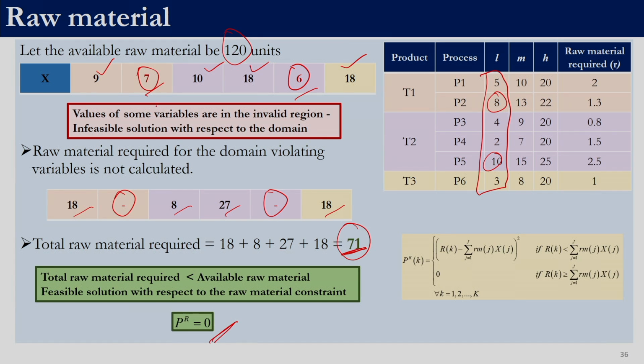So, we are repeating this multiple times. Just because it does not incur raw material penalty does not mean the solution will not have penalty. It will have penalty with respect to the domain constraint, but with respect to raw material it does not have a penalty. Now, we have seen how to handle the raw material constraint and the investment cost constraint.